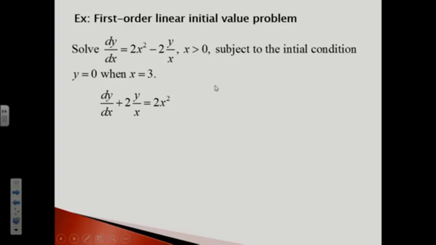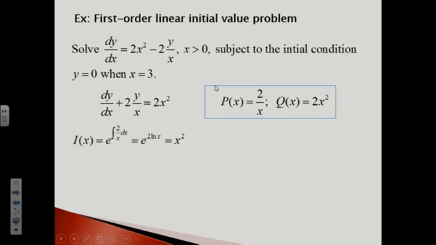The differential equation can be expressed in first-order linear form by adding 2y/x to both sides to obtain dy/dx + 2y/x = 2x squared. We have p(x) = 2/x and q(x) = 2x squared. An integrating factor is given by I(x) = e to the integral of 2/x dx, which equals e^(2 ln x) = x squared.